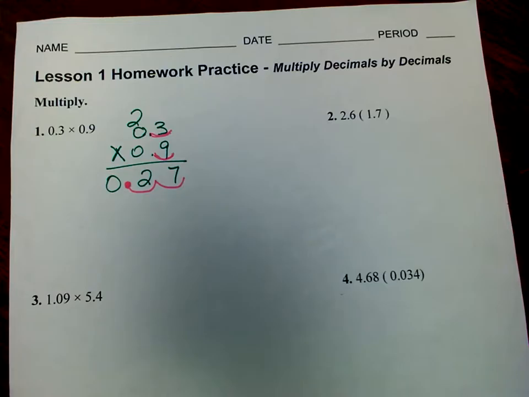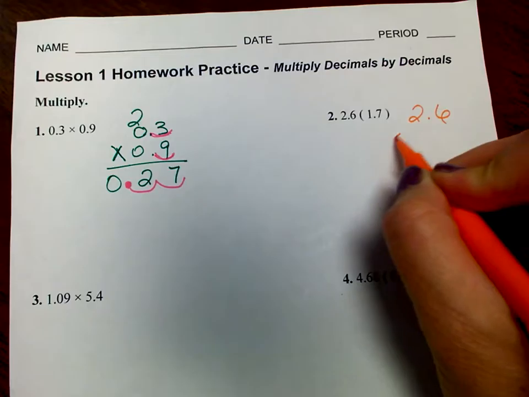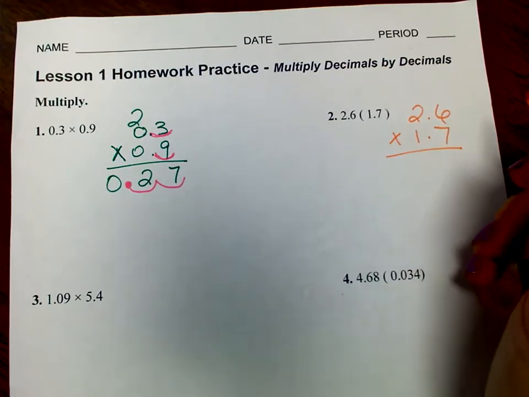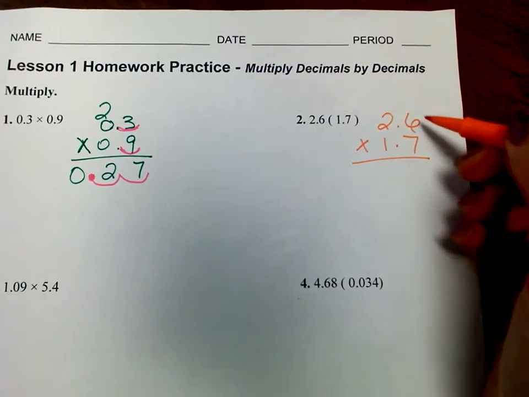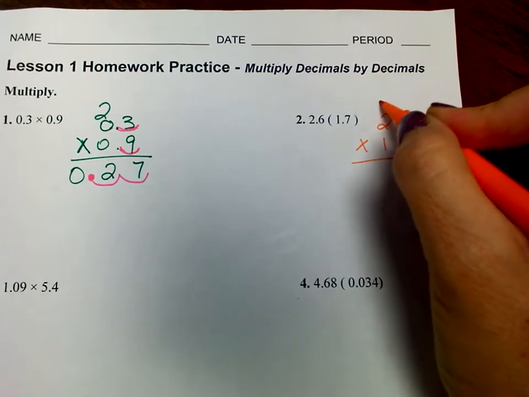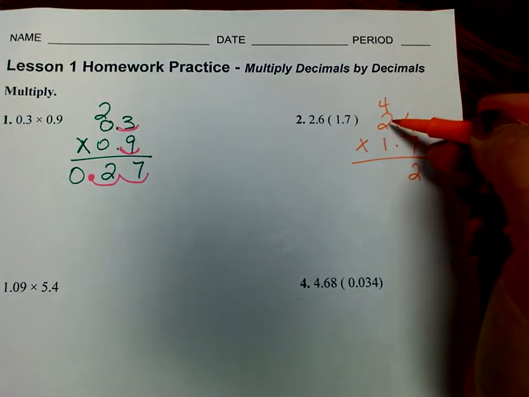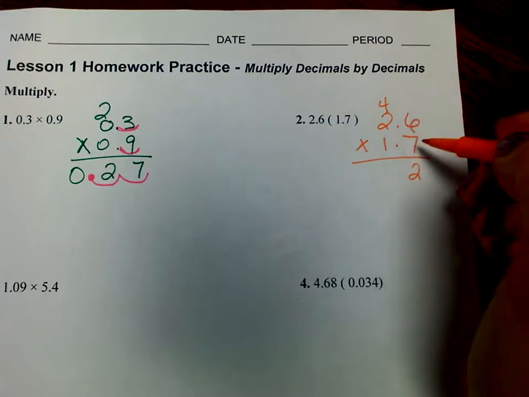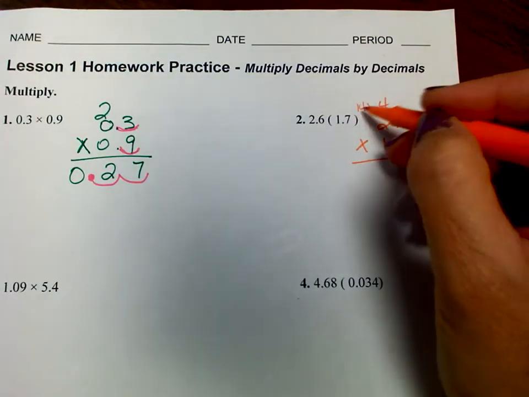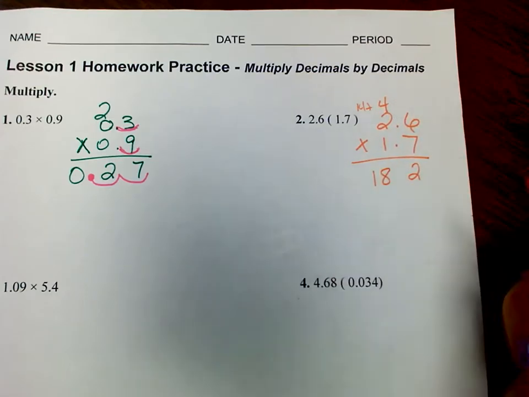Okay, let's look at number 2. The first thing I'm going to do is rewrite it. So 6 times 7 is 42. Carry your 4. 7 times 2 is 14 plus 4. So 2 times 7 would be 14 plus the 4 that you brought over. That's going to equal 18.